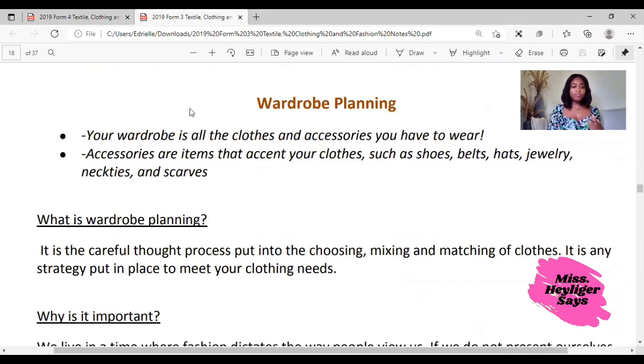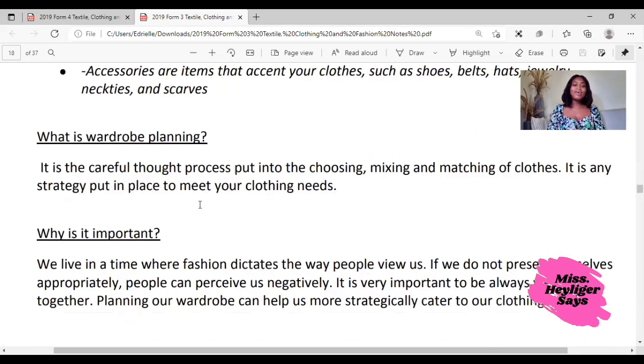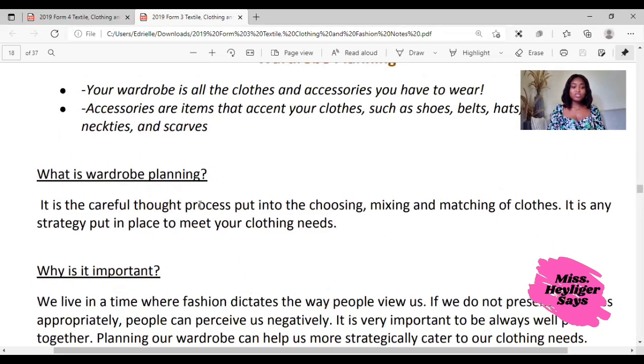So we have to know a bit about wardrobe planning. What is your wardrobe, you might ask? All the clothing and accessories that one possesses. What are accessories? Anything that you can use to accent your outfit, whether it's jewelry, belts, hats, shoes, bags, whatever it is. Anything that accentuates your outfit or accentuates your ensemble. Your ensemble is your entire outfit from head to toe. I want to get in the habit of using terminologies associated with fashion.